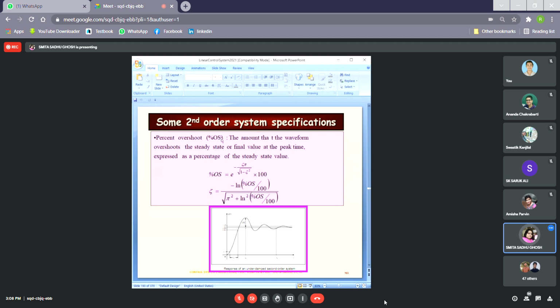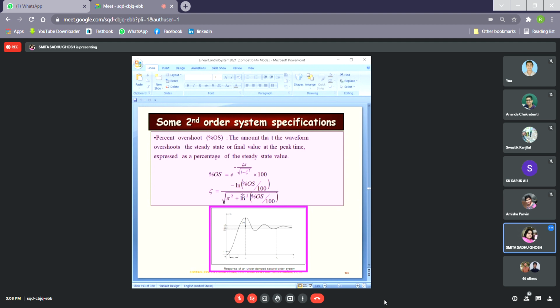Now the percentage overshoot, denoted as percent OS, is the amount that the waveform overshoots the steady state or final value at peak time. So this is the steady state value, you can see. The amount by which the first peak overshoots the steady state value is known as the percent overshoot. The expression for the percentage overshoot is found over here, from which, taking natural log on both sides and so on, an expression for the damping ratio in terms of the percent overshoot has also been found out. Now, why has this been found out?